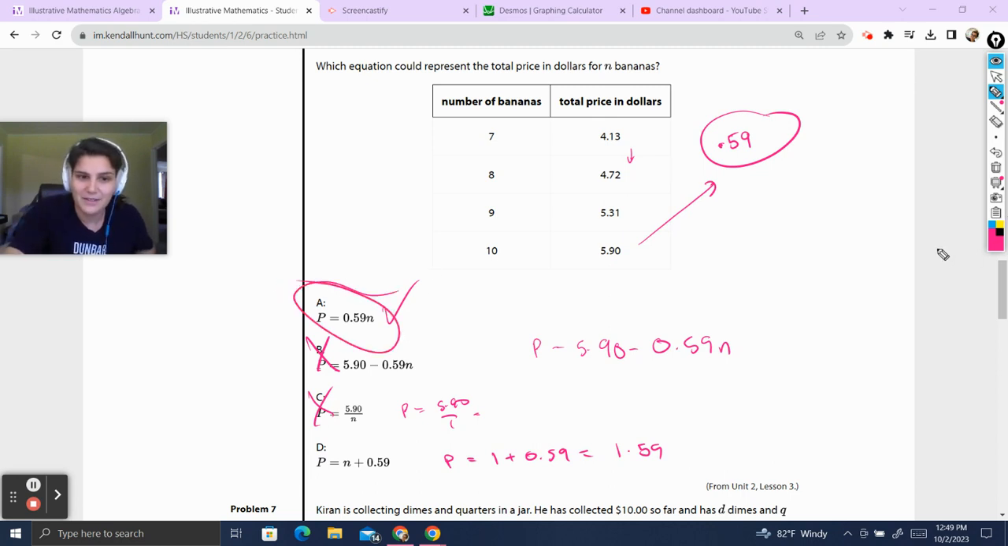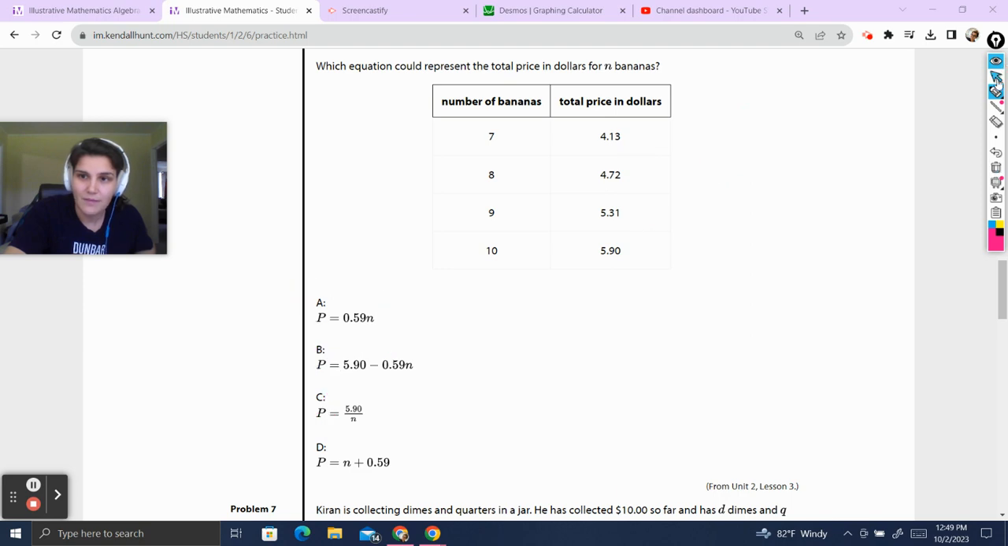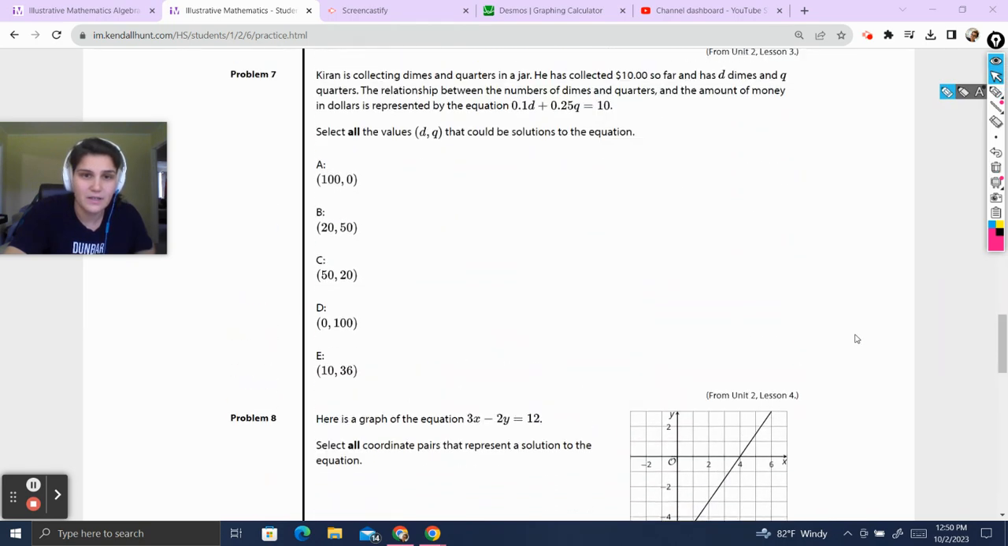And we're going to go on to problem number 7. Now, there's always multiple ways to solve a question. So if you find a different way, please let me know in the comments and I'll be happy to look at it.